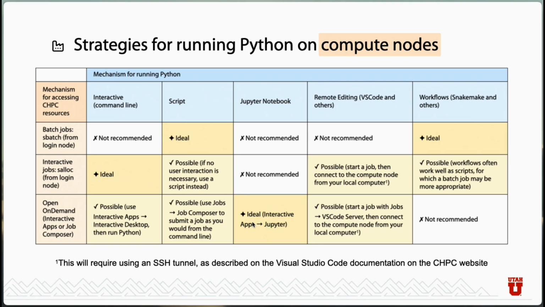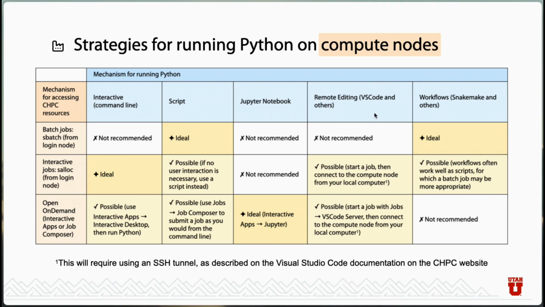And if you're running a Jupyter notebook, then it is ideal to use the Jupyter application on Open On Demand, because that will run the notebook itself on the compute node. So you get all of the resources that are available through your job allocation on Slurm, but the notebook itself is running in your local web browser, so it's very responsive and fast.